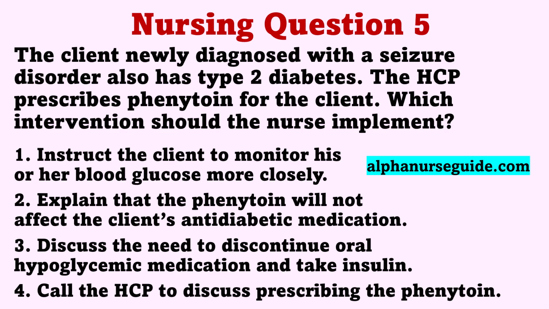The correct answer is 1. Instruct the client to monitor his or her blood glucose more closely. Rationale. Serum glucose must be monitored more closely because phenytoin may inhibit insulin release, thus causing an increase in glucose level. Option 2 is not a true statement.